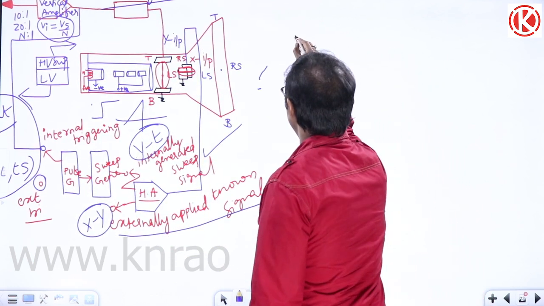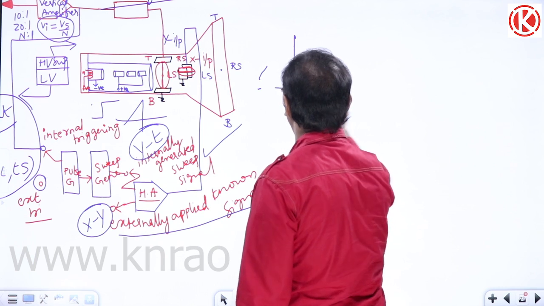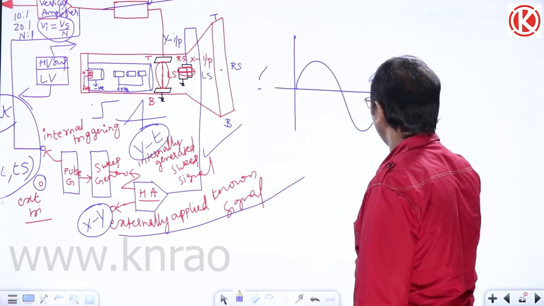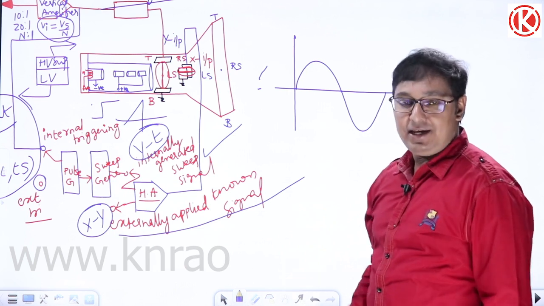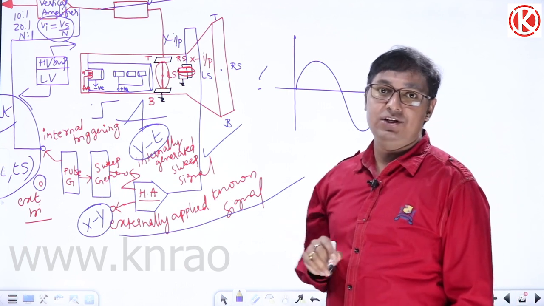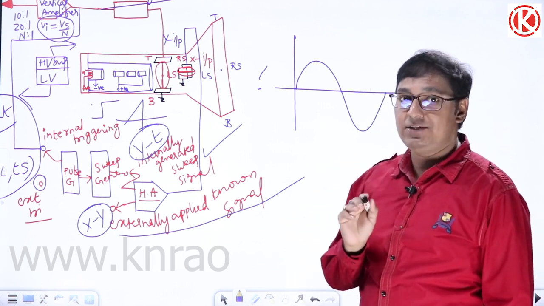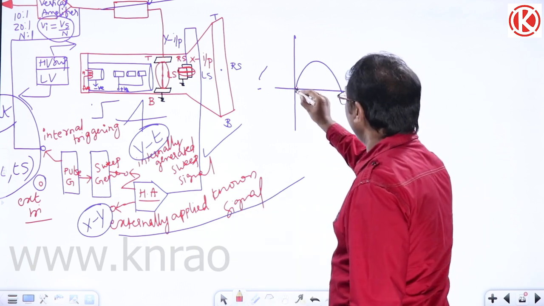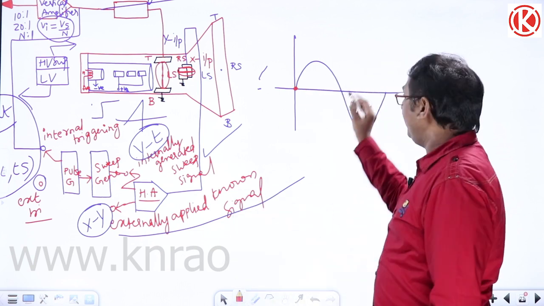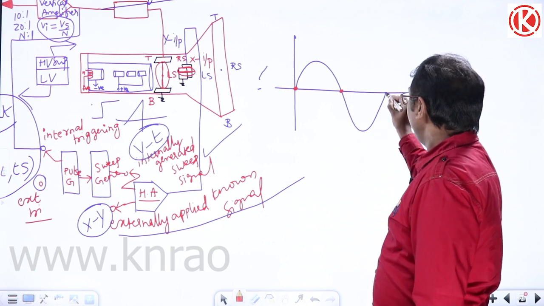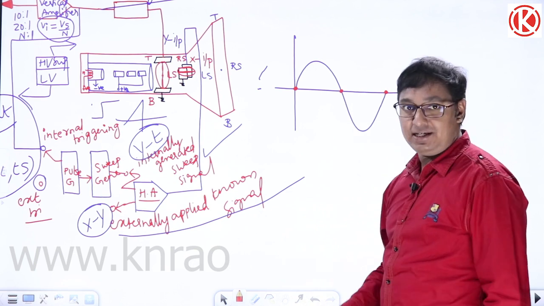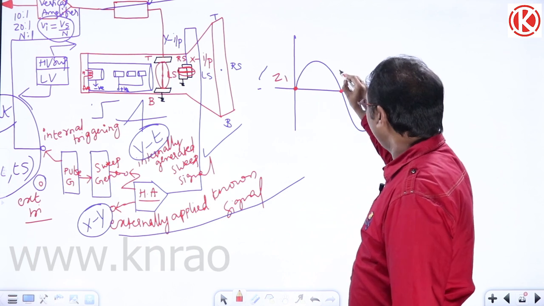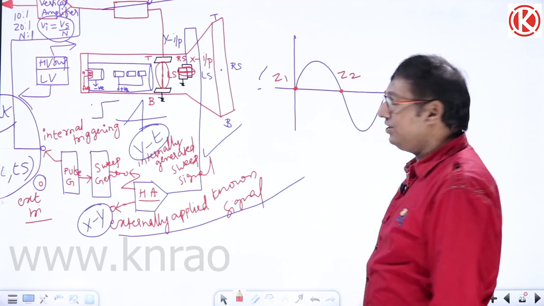Suppose, if I take a sinusoidal waveform, you tell me at how many points we are getting the zeros, please. At how many points we are getting the zero? Like zero crossing detector, let us observe. Here we are getting 1 zero. Here we are getting 1 zero. Here we are getting 1 zero. Yes or no? Right.